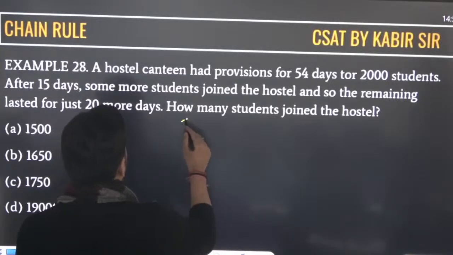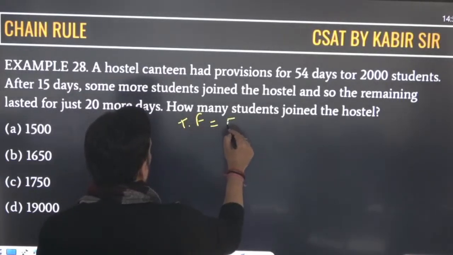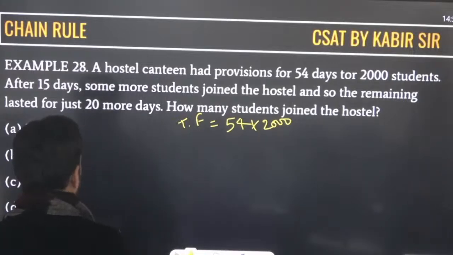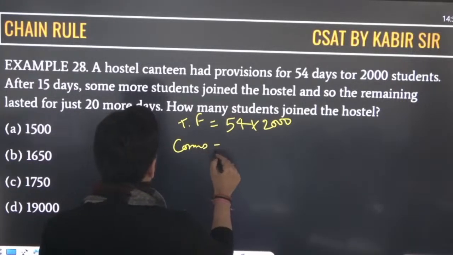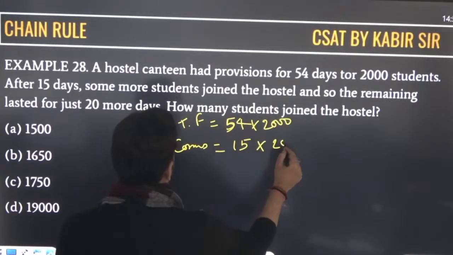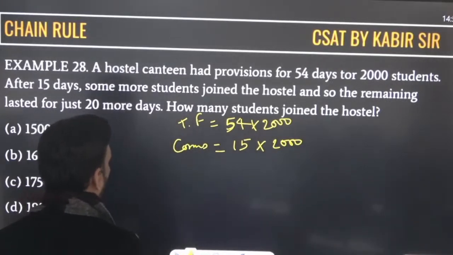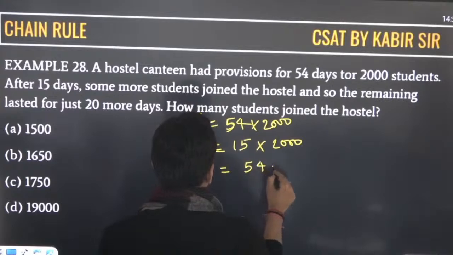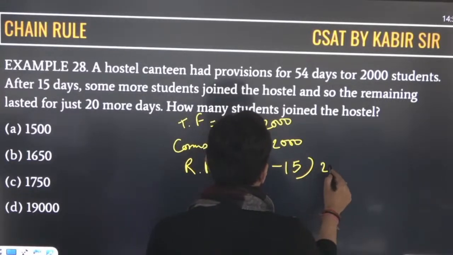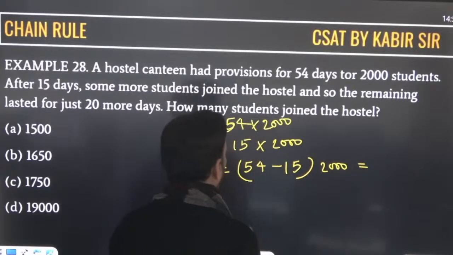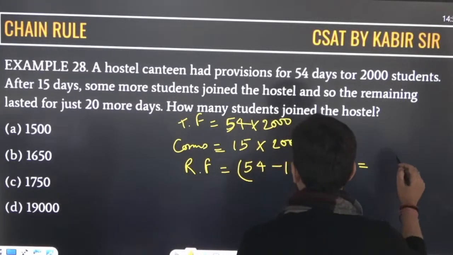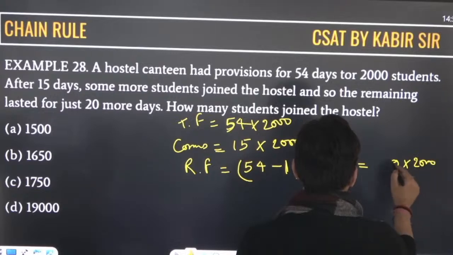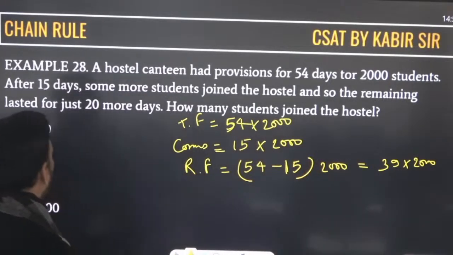Total food initially is 4 into... after 15 days, how much is consumed in 15 days, right? So remaining will be minus of this. Remaining food is... this is remaining food, right?